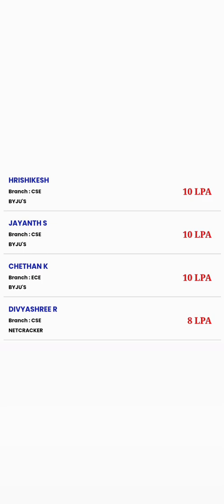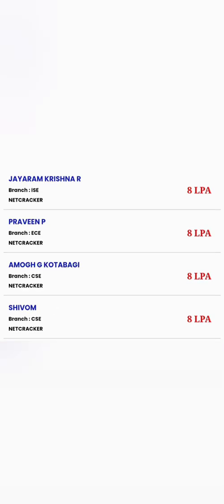Now if I move further, there are a few more offers from Byju's on this sheet. You see the first three students getting the same 10 lakhs from Byju's, and these are two CSE and one ECE. And one student got, on this sheet, an 8 lakh salary at Netcracker, CSE. And these are some more of the higher salaries at Netcracker. So you see four more students joining the same Netcracker at 8 lakhs per annum. It is a mix of ISE branch, ECE branch, and two of them from CSE branch.